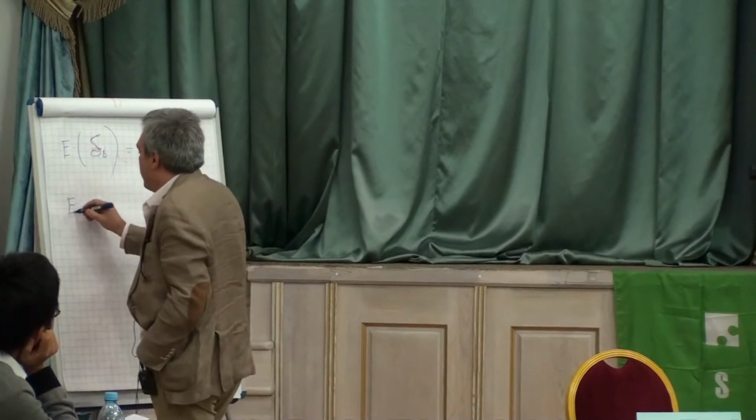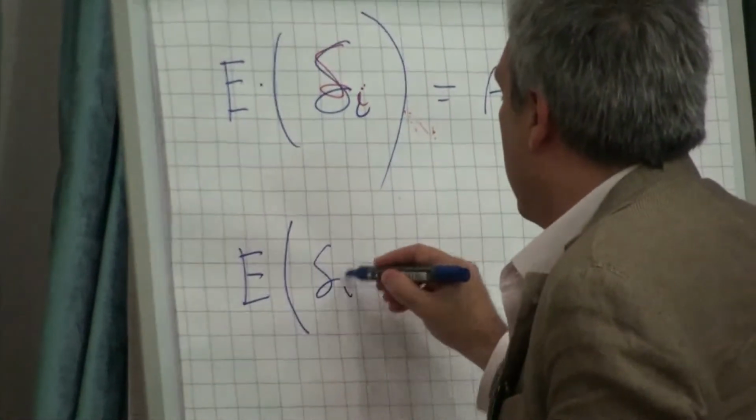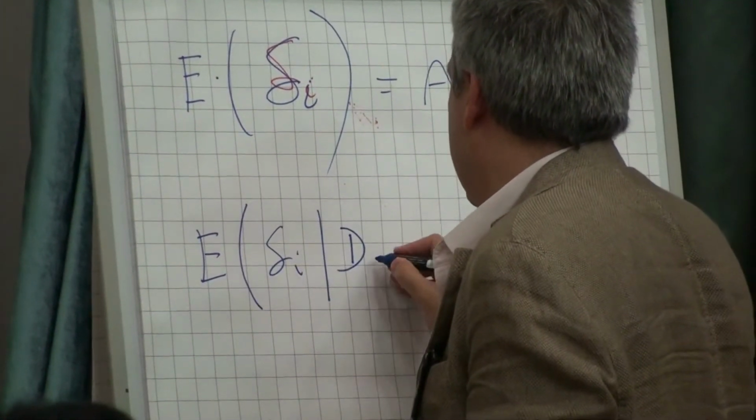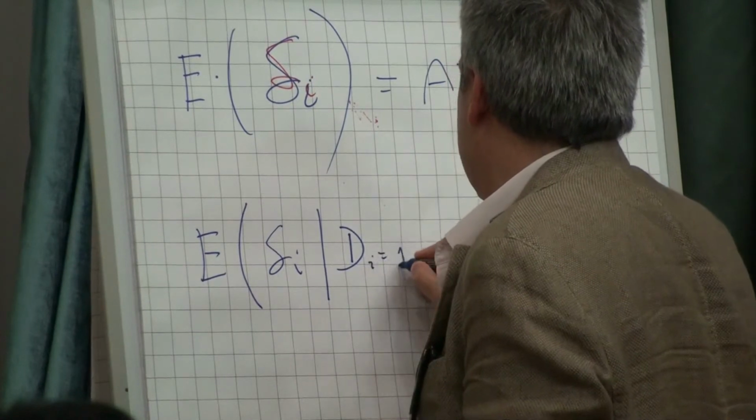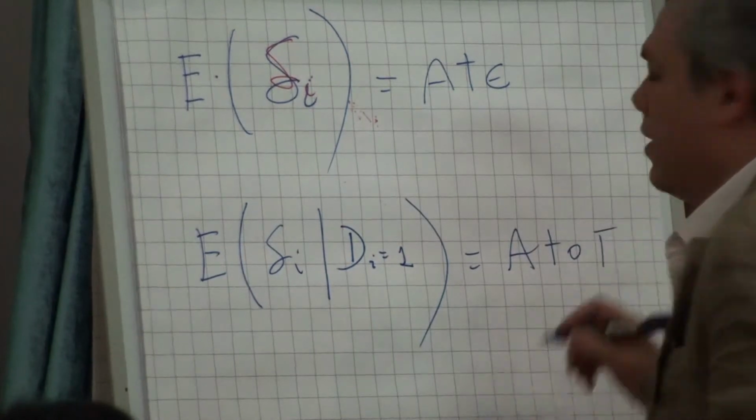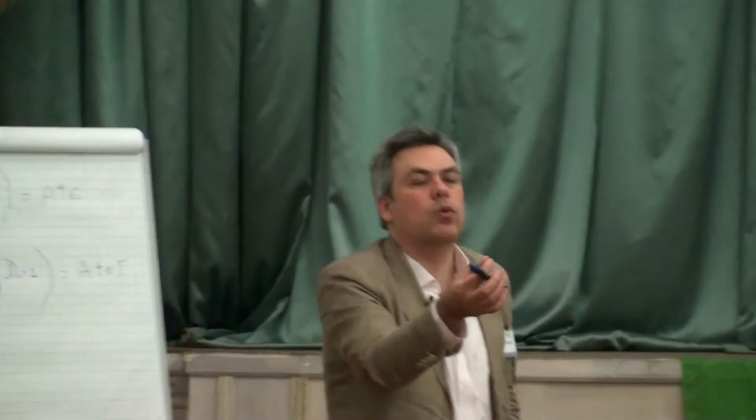And now we define another parameter, the expectation of delta I given treatment equals 1, and we call it average treatment effect on the treated, right? Again, there is heterogeneity in the population, but this is just one summary. So at the end, you're always going to get one average, right?